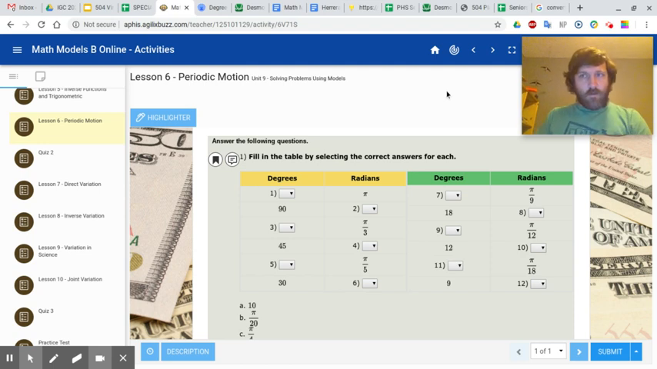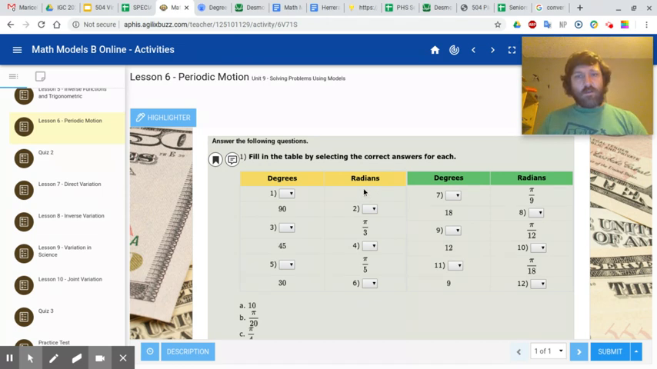All right, this is a video for Math Models Unit 9, Lesson 6. Two main ideas in this lesson. One is making conversions from degree measure to radian measure when you're talking about an angle. So you can measure them two different ways. We talked about that in the previous lessons.